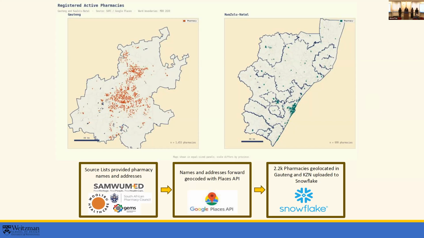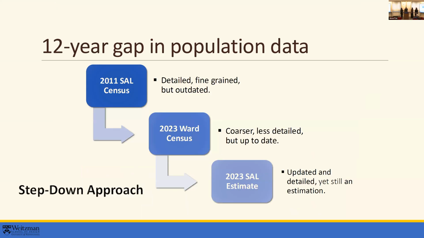We then put the street addresses and pharmacy names into the Google Places API to receive coordinates for those pharmacies, and then overlaid them on our boundaries. We then uploaded them to Snowflake and queried them from there. So now I will hand it over to Tess, who's going to talk about how we built our walk and drive networks. Oh no, we're going to talk about population first.